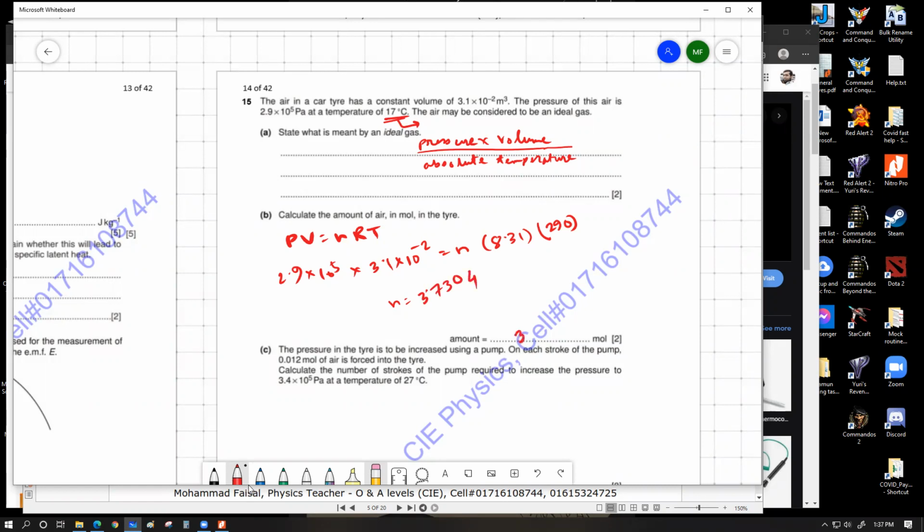Since all the numbers that we have over here are in 2 significant figures, it might as well be a good idea to write the final answer in 2 significant figures as well. So I'm going to write only 3.7 mole. If you want, you can write 3.73, no big deal. It's perfectly acceptable.